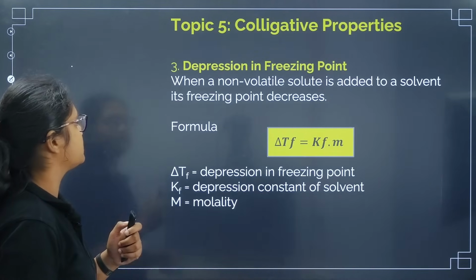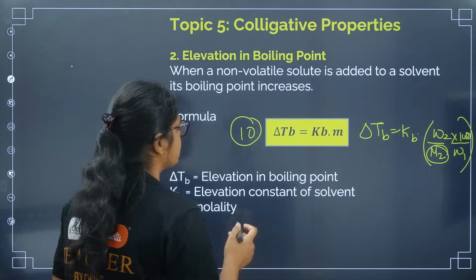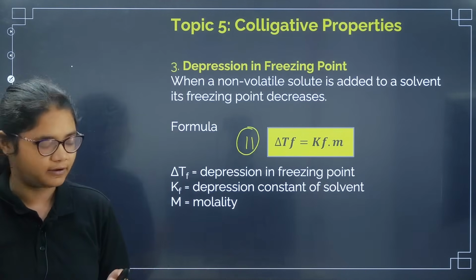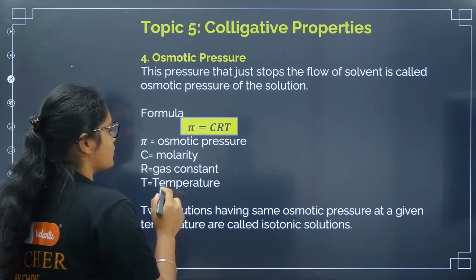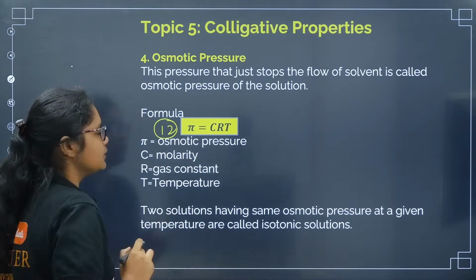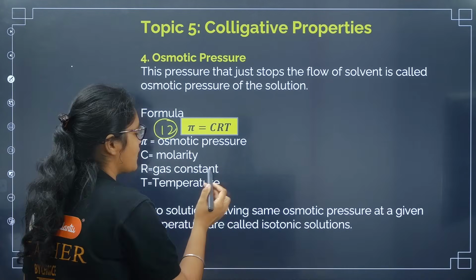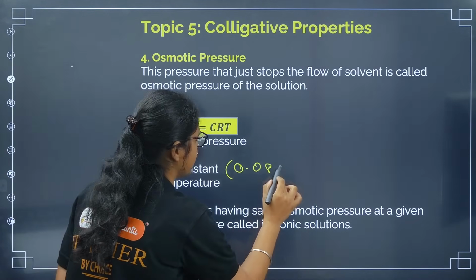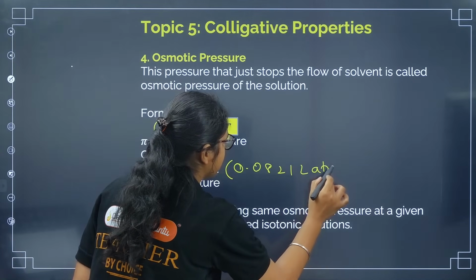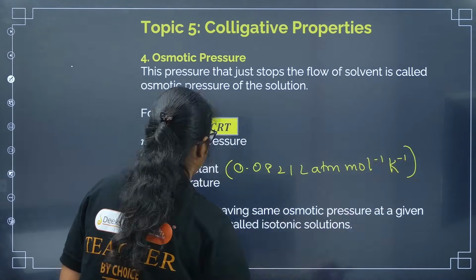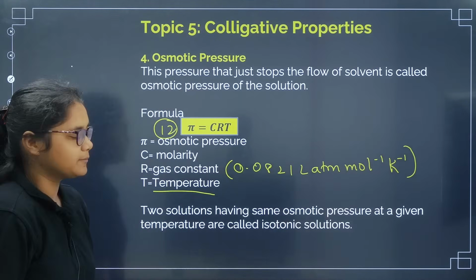Then next one, depression in freezing point. So this is your formula number 11. Same formula, delta TF is equal to KF into m. Now coming to osmotic pressure, that is pi is equal to CRT, where C is the molarity, R is the gas constant, 0.0821 liter atm mole inverse Kelvin inverse, and T is the temperature.